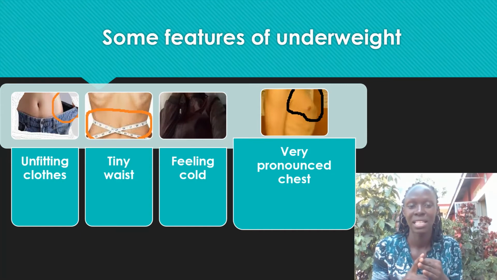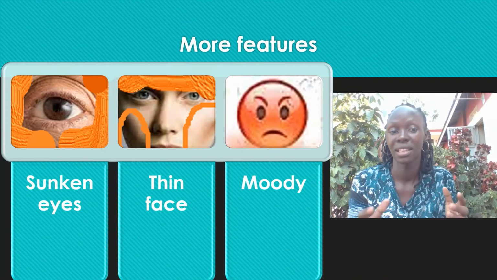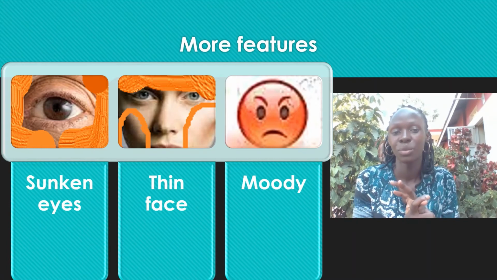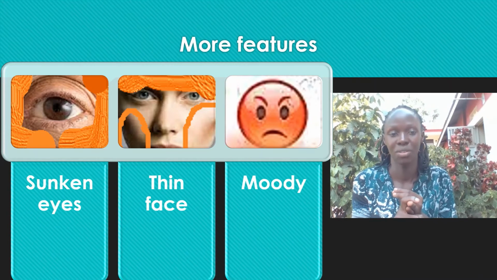Then thirdly is if an individual feels too cold even when it is warm. This ideally means that the person has very low subcutaneous fat, which is protective against cold. Then the other one is presence of joint pains. Another one for ladies is if the chest is much more pronounced compared to the breasts themselves. The other one is sunken eyes, a thin face with a wrinkled skin, and an old age appearance. In other words, the person looks much older than his or her age.